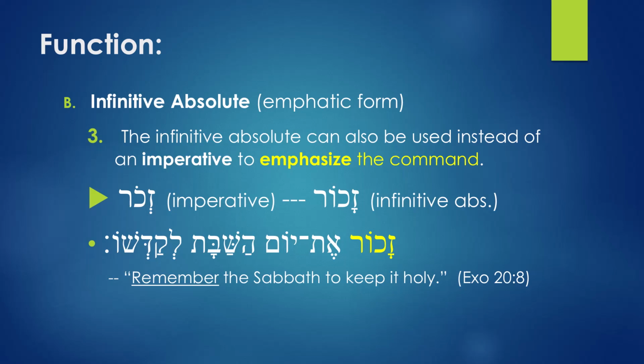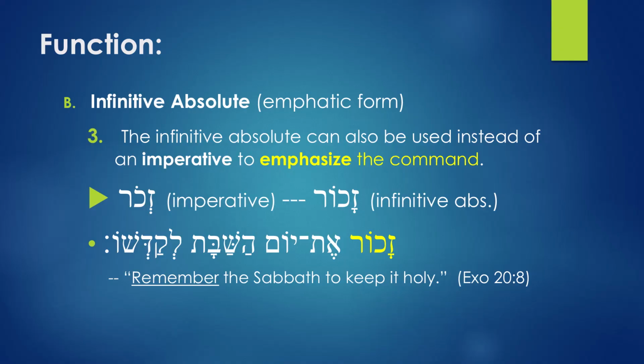And when you have an infinitive absolute in the place of an imperative, Hebrew is just trying to give emphasis to the command. So here, the command that is being emphasized is the command, remember. Why? Because the infinitive absolute is used in the place of the imperative. We have Zakor et Yom HaShabbat Lekadsho. Zakor, remember. In this place, you're going to translate the infinitive as remember. Instead of saying to remember, you're going to say remember, because it's used in place of an imperative.